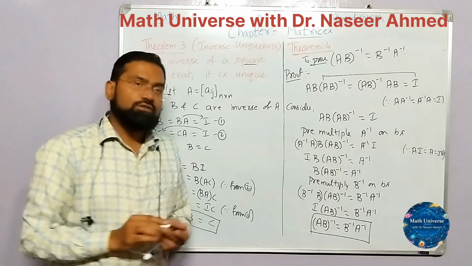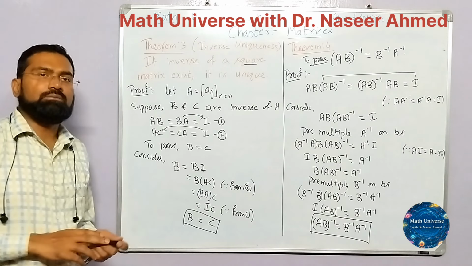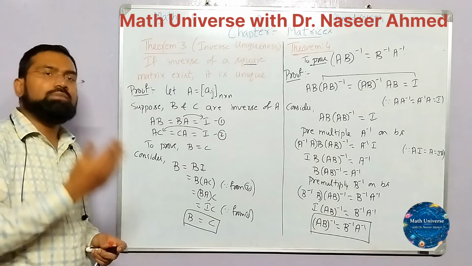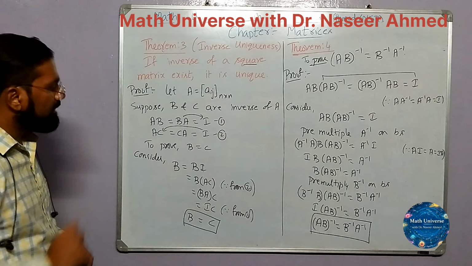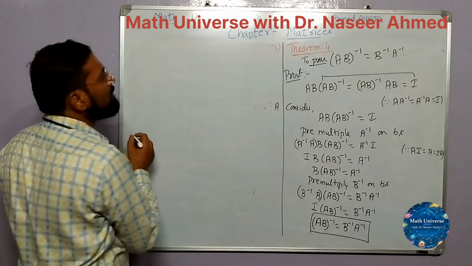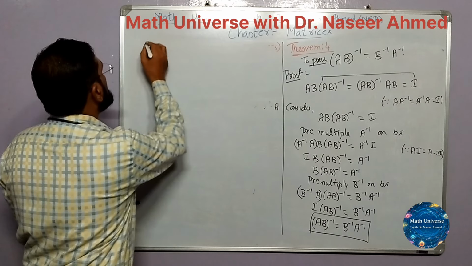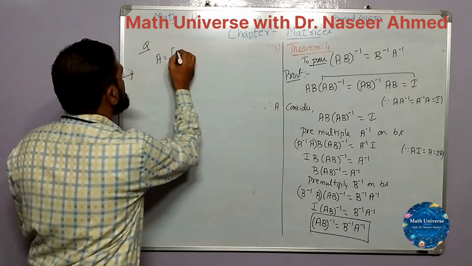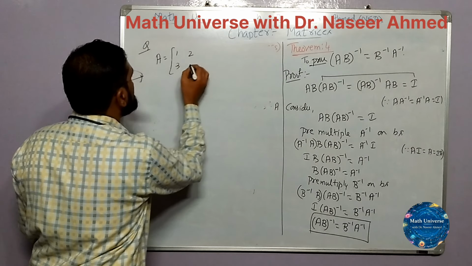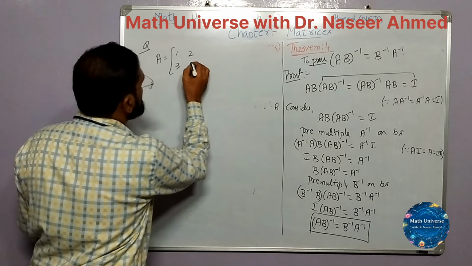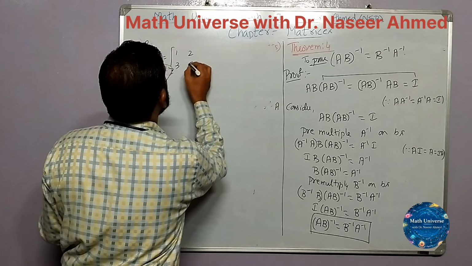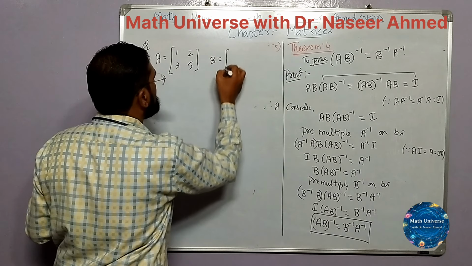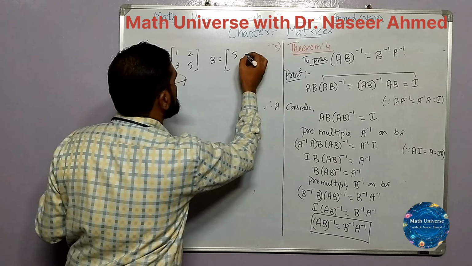So with this we have finished all the concepts. I just want to take one example to make you understand that when we say invertible, how A into B will be identity. One example, one question. Let us suppose that A is the matrix 1, 2, 3, 5. Then I am taking one more matrix B. That matrix is this.